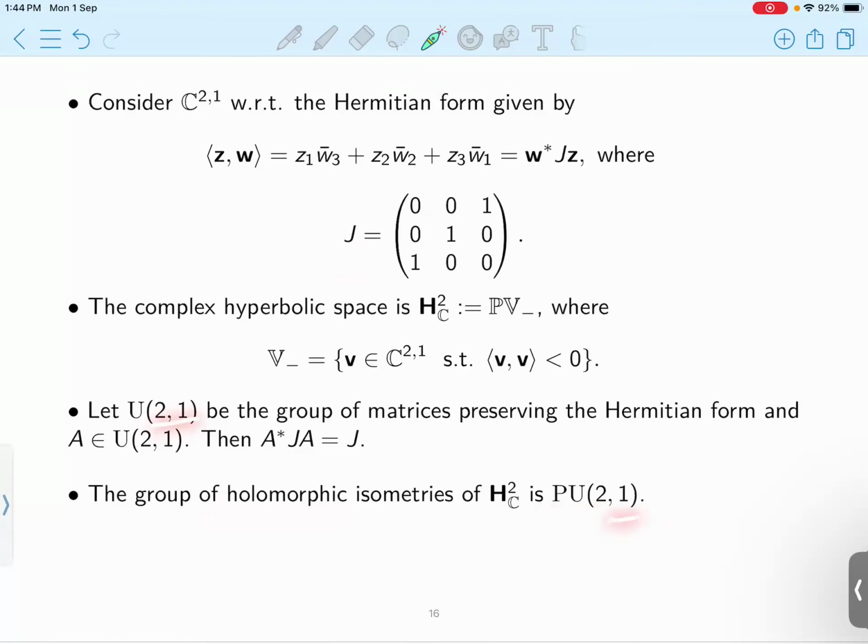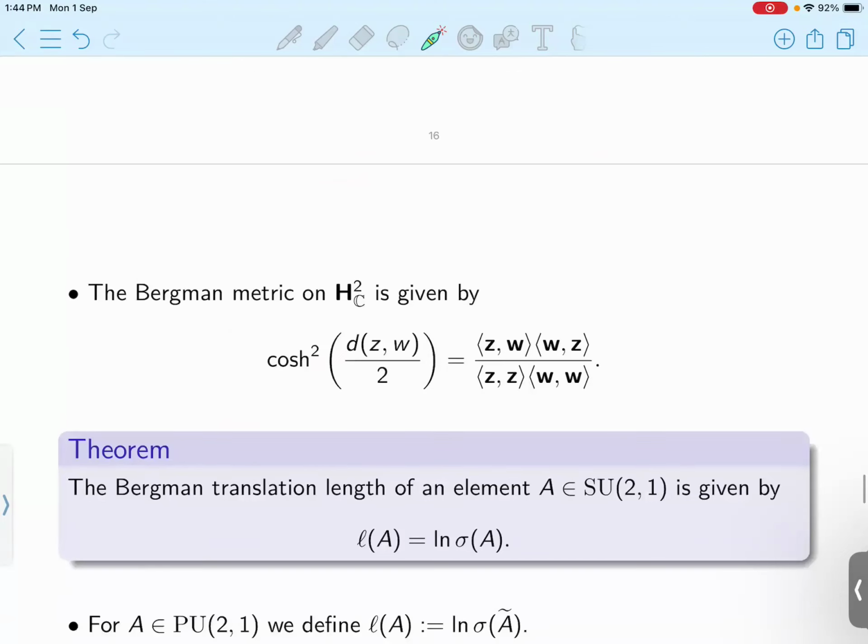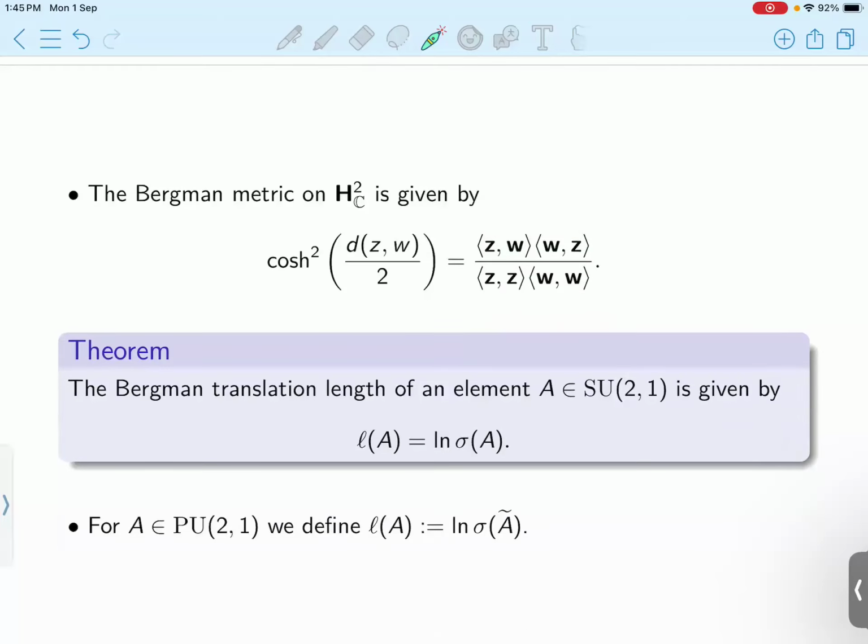Nice. Fine. So the Bergman metric on HC2 is given by this expression, where Z and W are some representatives of the points Z and W. Note that we can choose any representative, it doesn't matter, since that cancels out and gives the same quantity. The Bergman translation length of an element A in SU(2,1) is given by log sigma of A, where sigma is the largest eigenvalue, the spectral radius.